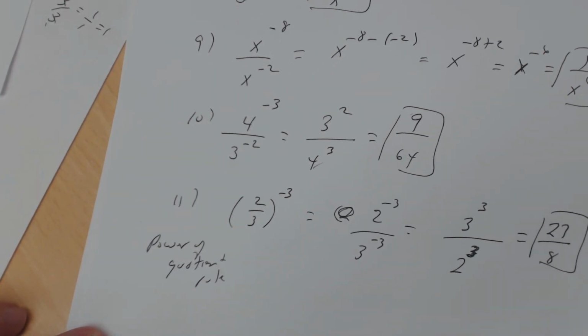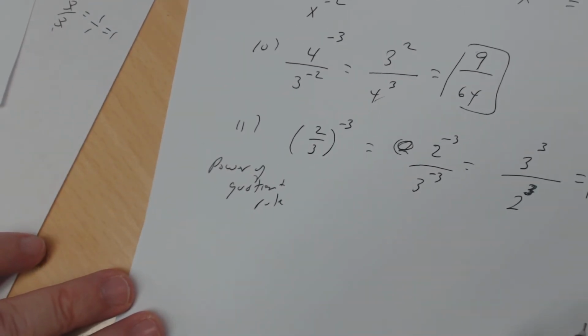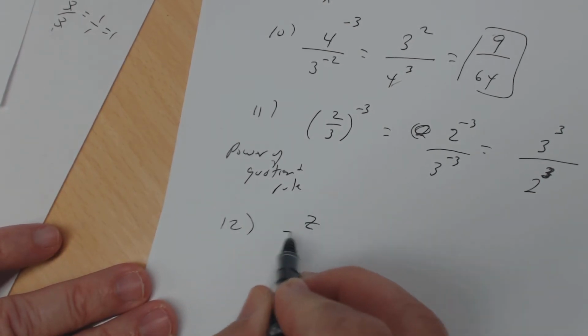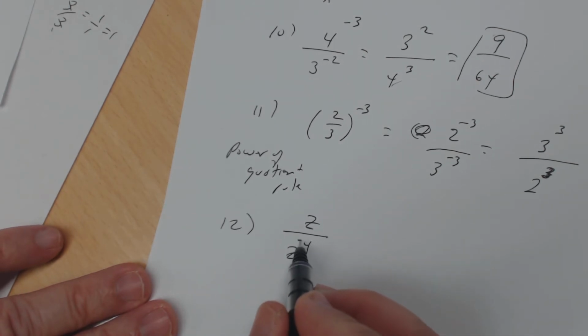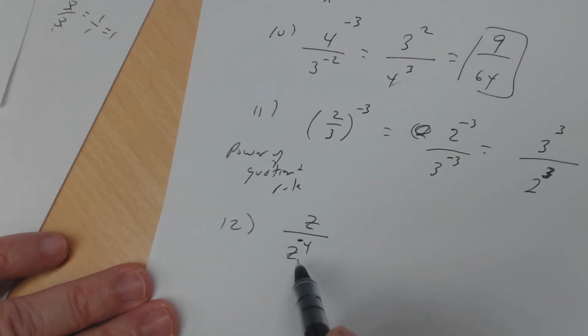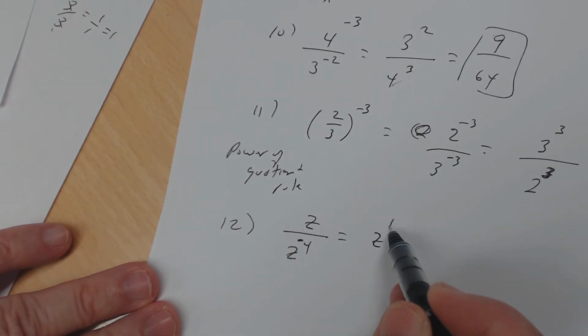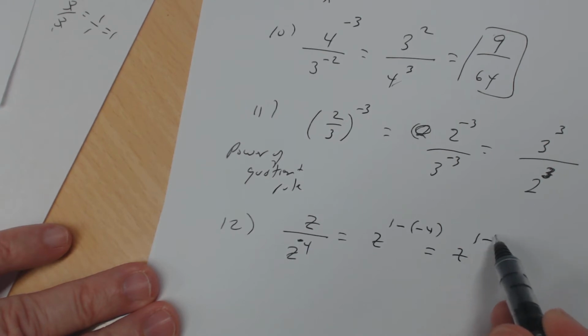Alright, let's look at 12. Suppose you had z divided by z to the negative 4. Since it's basically the same, just use the quotient rule. It's probably the best thing to do. Now, there's another way I'm going to show you, but use the quotient rule. So you're going to say z to the first minus a negative 4. So that's z to the first plus 4. So that's z to the fifth.